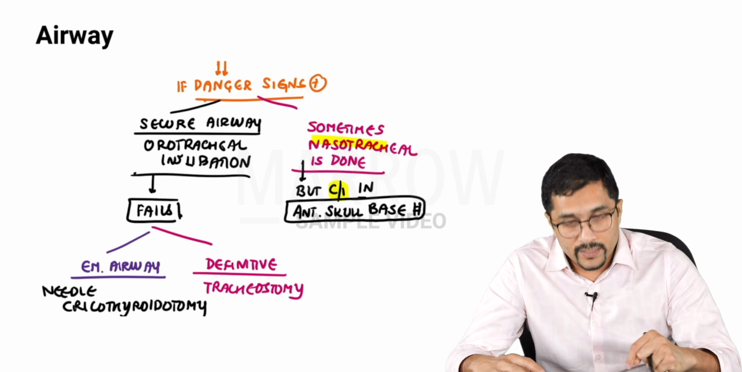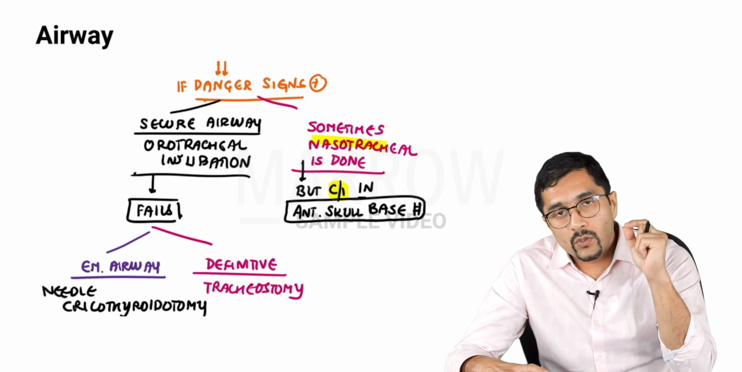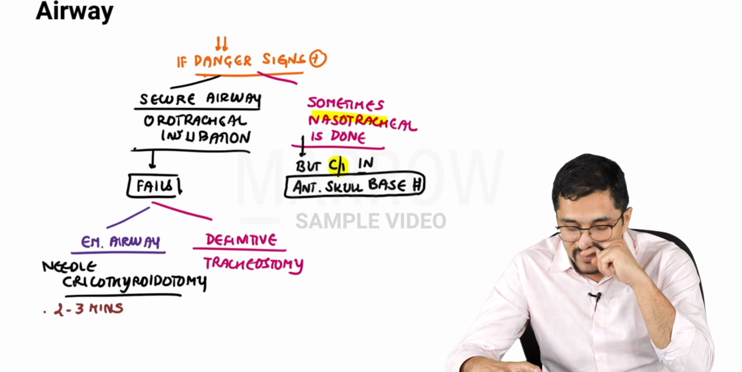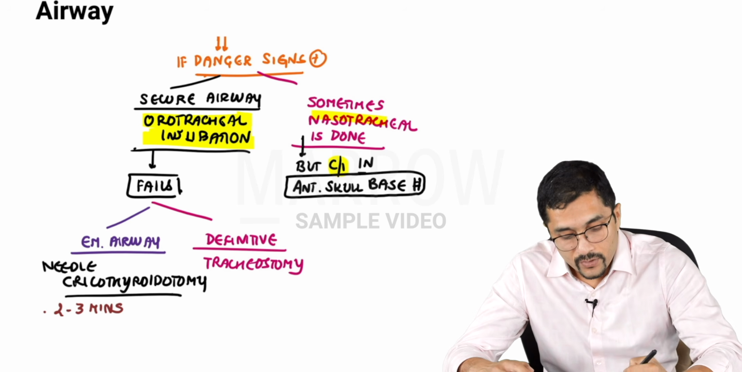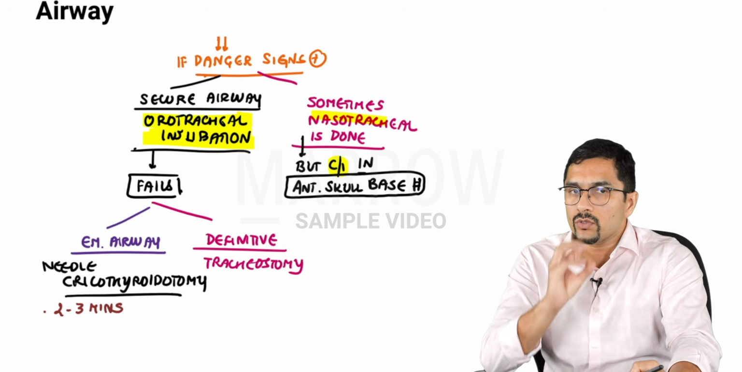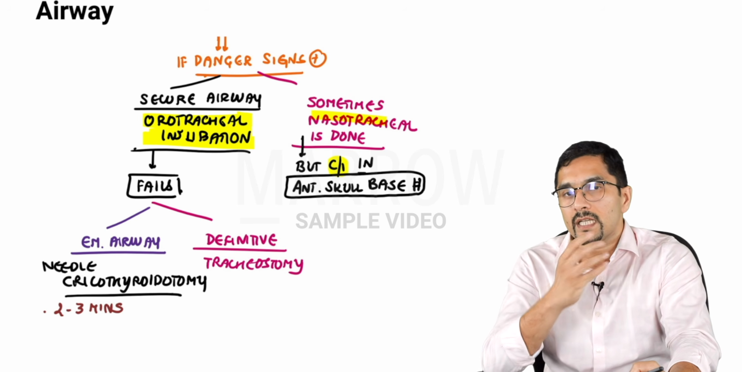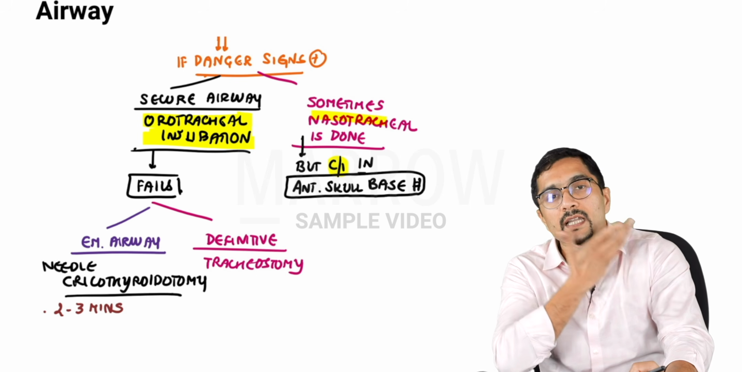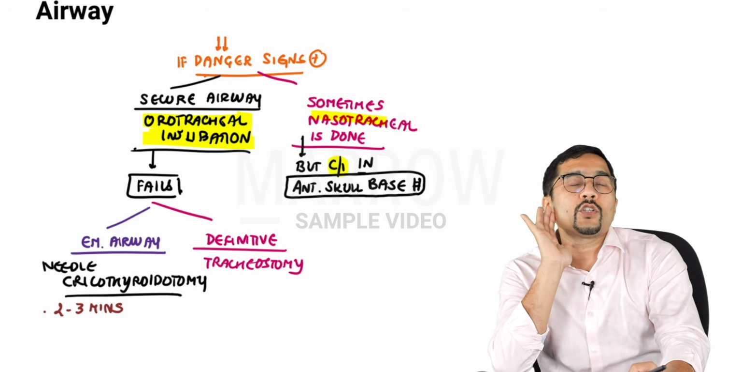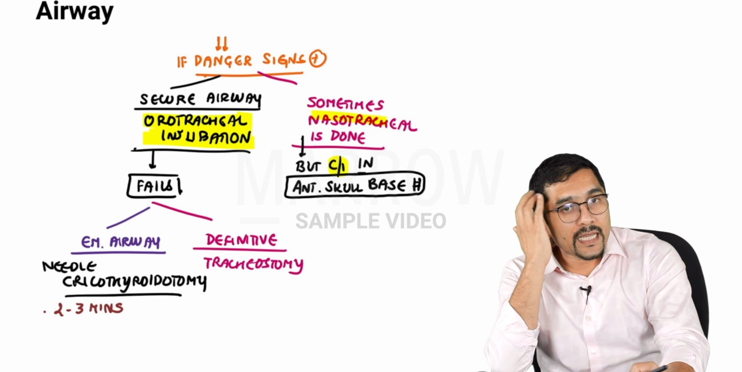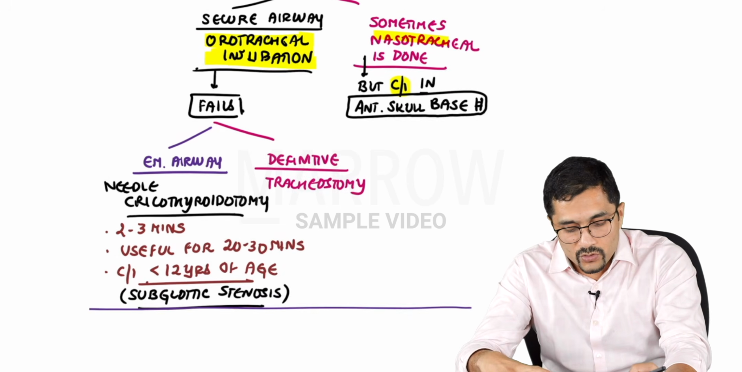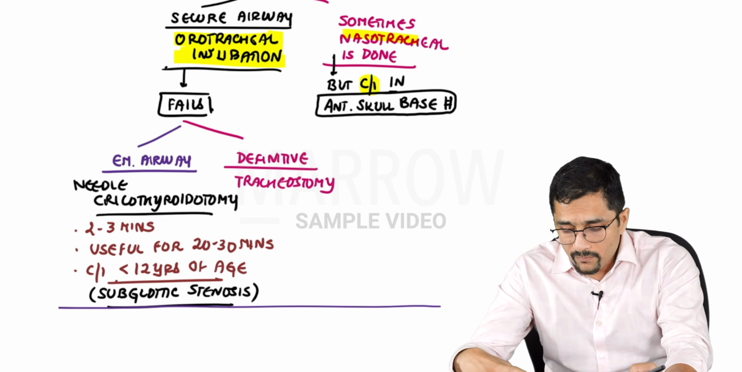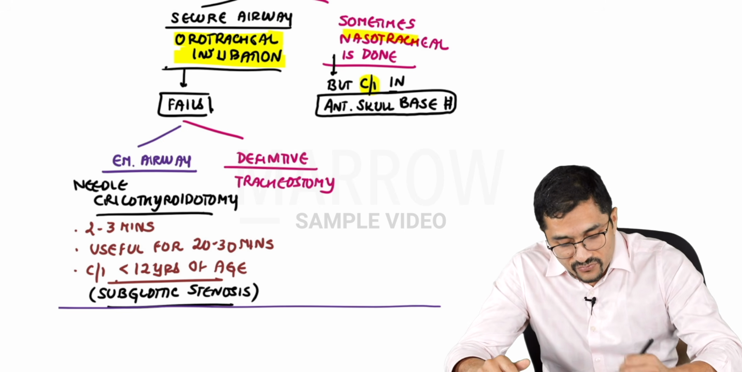How do we achieve a definitive airway? We do endotracheal intubation, right? Endotracheal or orotracheal intubation is done. Nasotracheal intubation is usually avoided, especially in head injuries, because if the base of skull is fractured, then your tube, if you put it through the nose, can go into the brain as well, and we don't want that. So that is why orotracheal intubation.